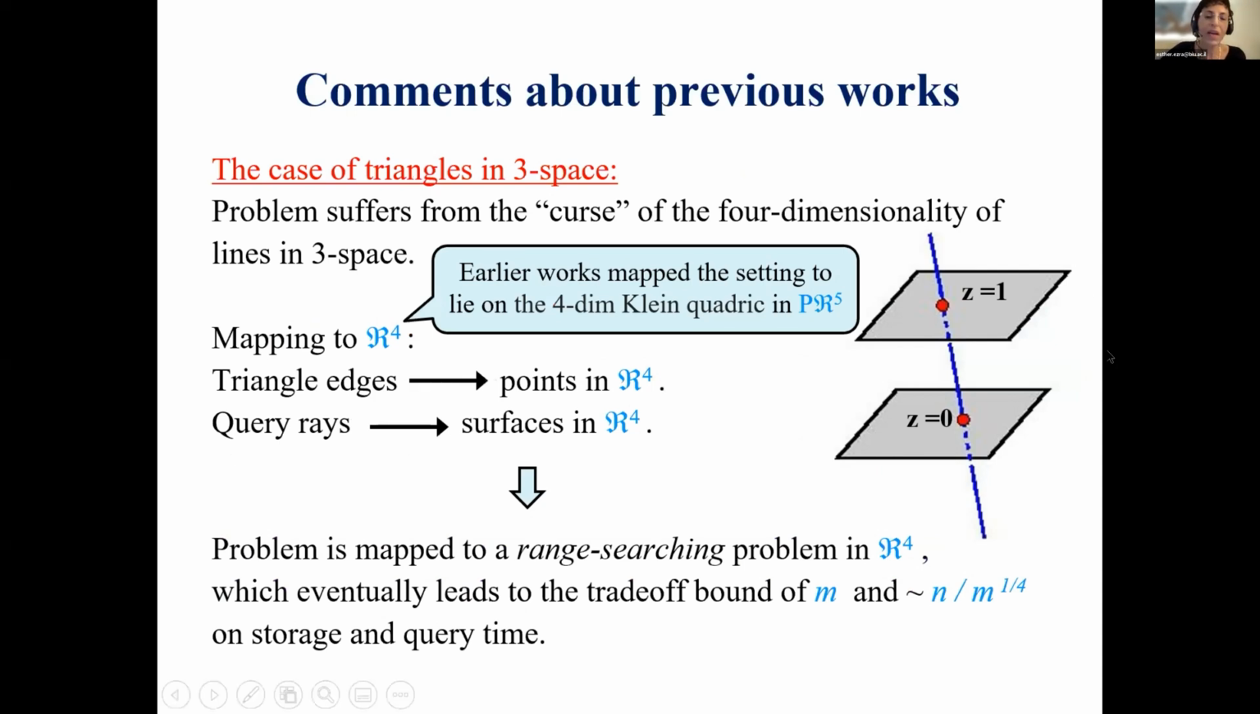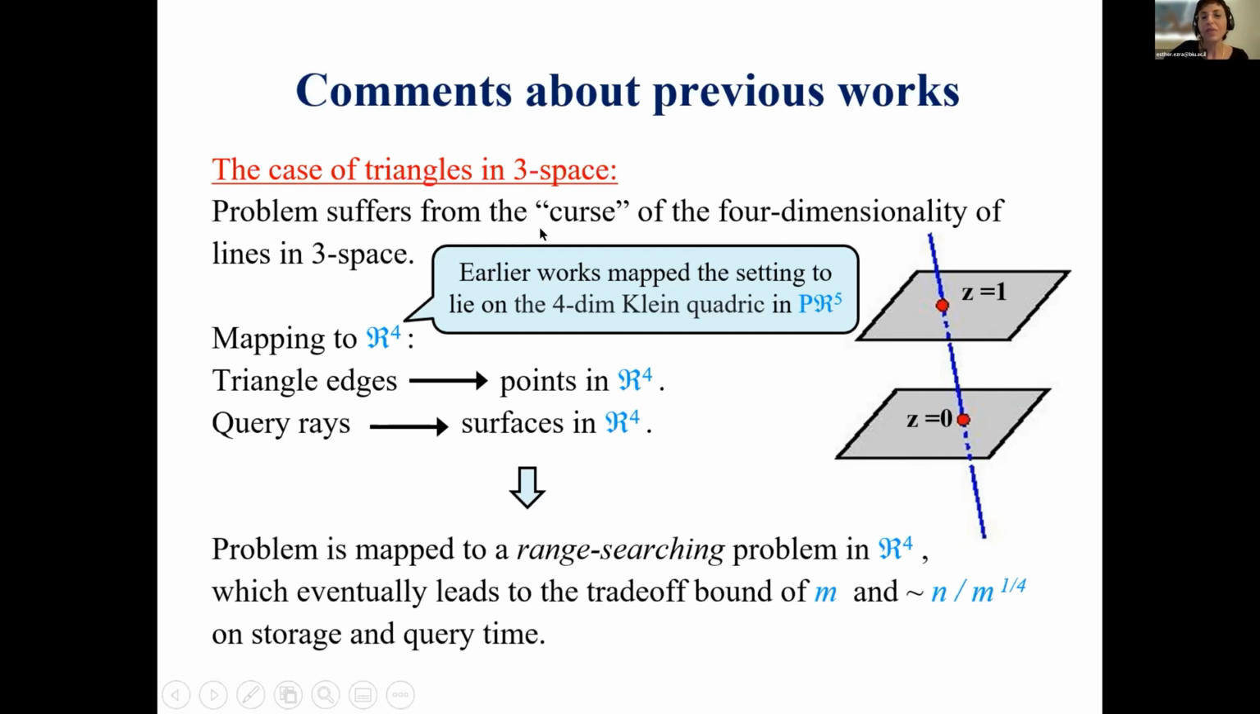Like I said before, the current bound is M and N over M to the 1/4, and this bound follows from a bound on a 4-dimensional range searching problem. The range searching problem was defined by Micha in his talk. In such problems, we are given a set of points in 4 dimensions. We would like to pre-process them efficiently, such that given any range, you would like to detect intersection, count intersection, and so on. Okay, so what about this question for triangles?